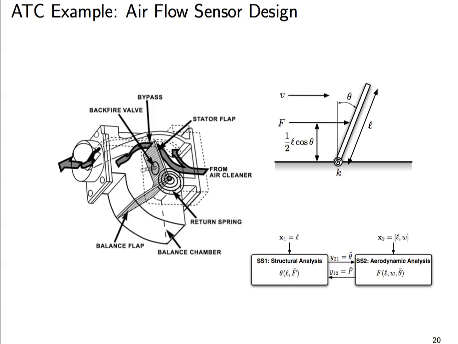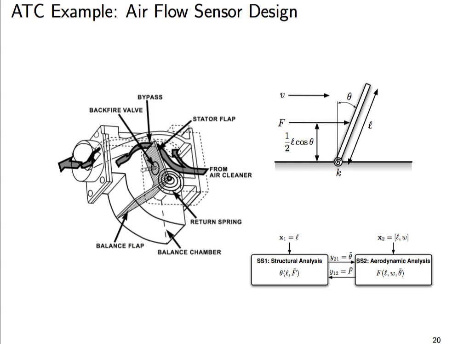Let's go through another ATC example with a little more complexity. Recall the vane airflow sensor problem from earlier lectures. It has feedback coupling between aerodynamic and structural analyses. The sensor deflection theta depends on the drag force F, but because of the changing frontal area, the drag force depends on sensor deflection. So this forms a feedback coupling relationship.